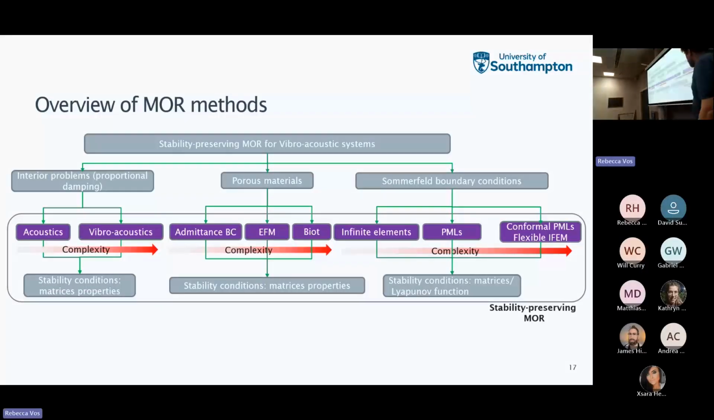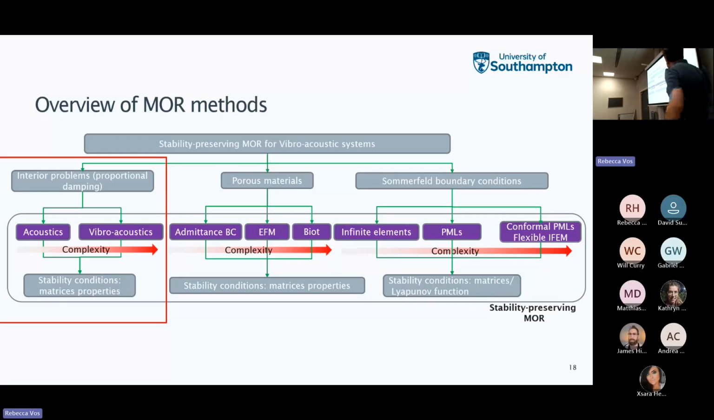All right, so let me quickly check the time. Okay, we're going to speed up a bit. These are currently the one-order reduction methods that we did research on, where we successfully found a way to do one-order reduction in the time domain. I will give you a few examples. We started on the left with interior problems with proportional damping. This would be the easiest case, both for purely acoustic problems and vibro-acoustic, where we also have some kind of structure inside of the model.